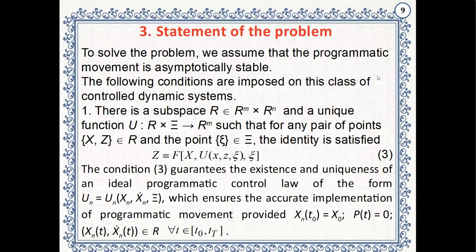To solve the problem, we assume that the programmatic motion is asymptotically stable. The following conditions are imposed on this class of controlled dynamic systems. First, there is a subspace R and a unique function U such that for any pair of points x, z and the point C, the identity 3 is satisfied. The condition 3 guarantees the existence and uniqueness of an ideal programmatic control law, which ensures the accurate implementation of programmatic movement.